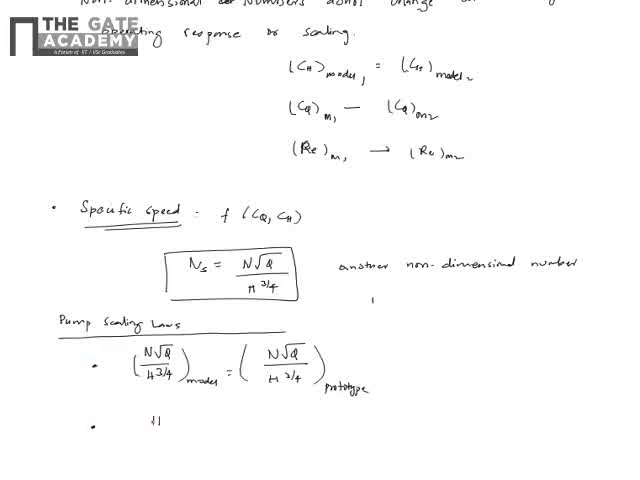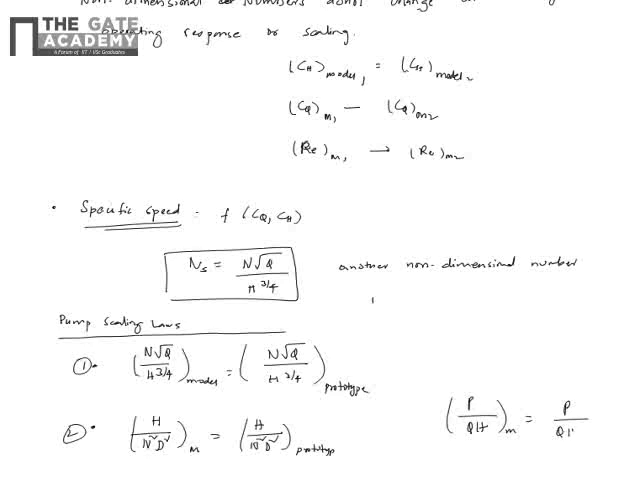The other is H by N² D² between the model and the prototype. So I'm just writing prototype. And the other, the third scaling law, is power, Q and H, the power delivered, the power required actually. So Q H between the model and the prototype. So this is the third scaling law. So these three are enough.